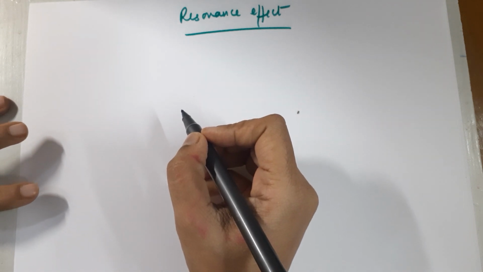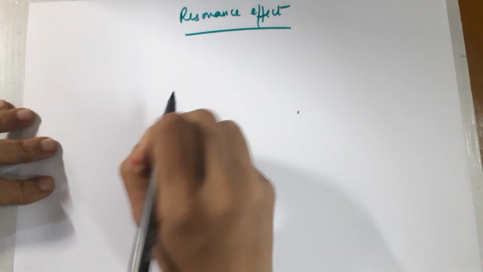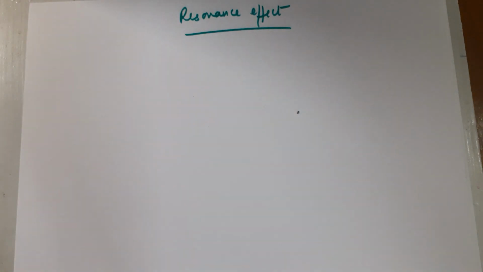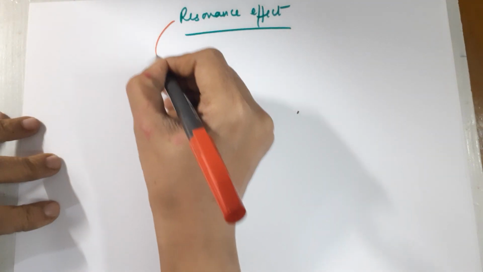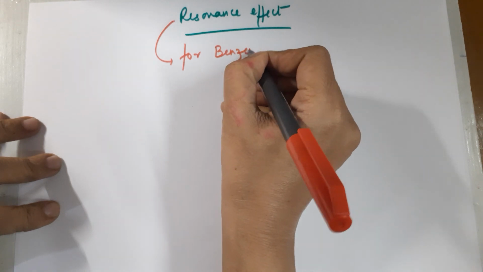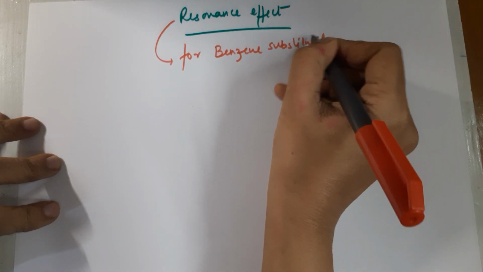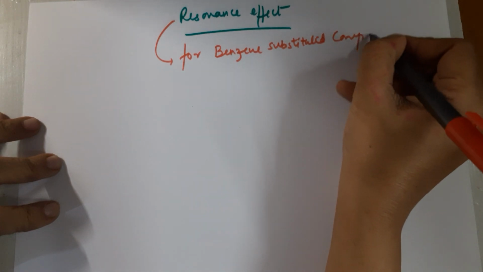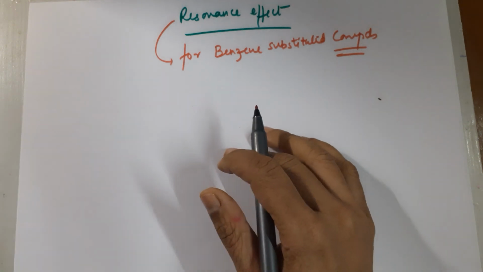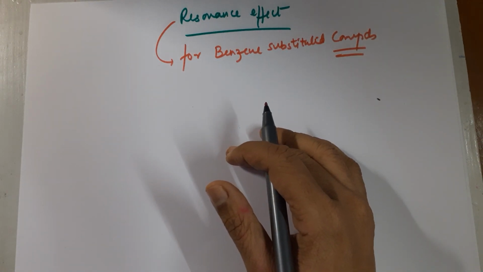Today we have a very important topic called resonance effect. This is virtually the base of your organic chemistry. I would be focusing today's class on the resonance effect only for your benzene substituted compounds. Means I would try to cover all the compounds and the resonating structures for all of them if they have a benzene ring and there is a group attached to them.